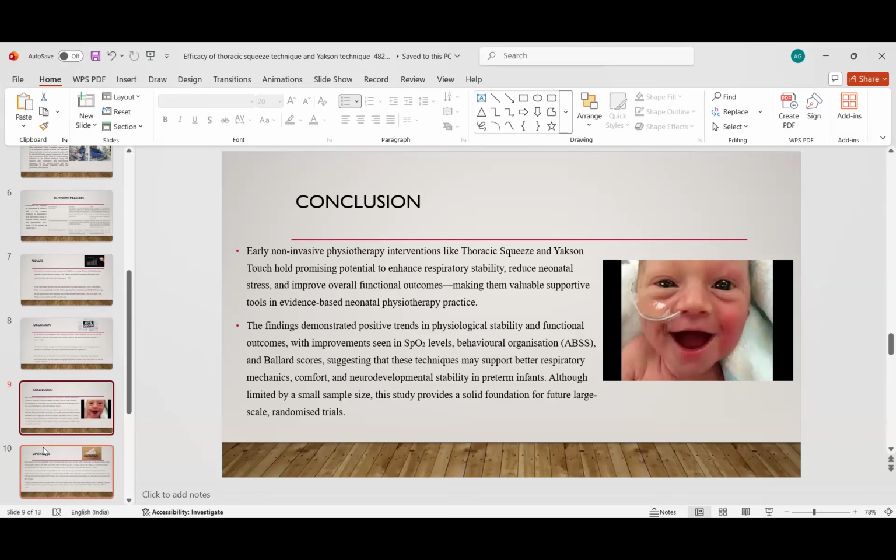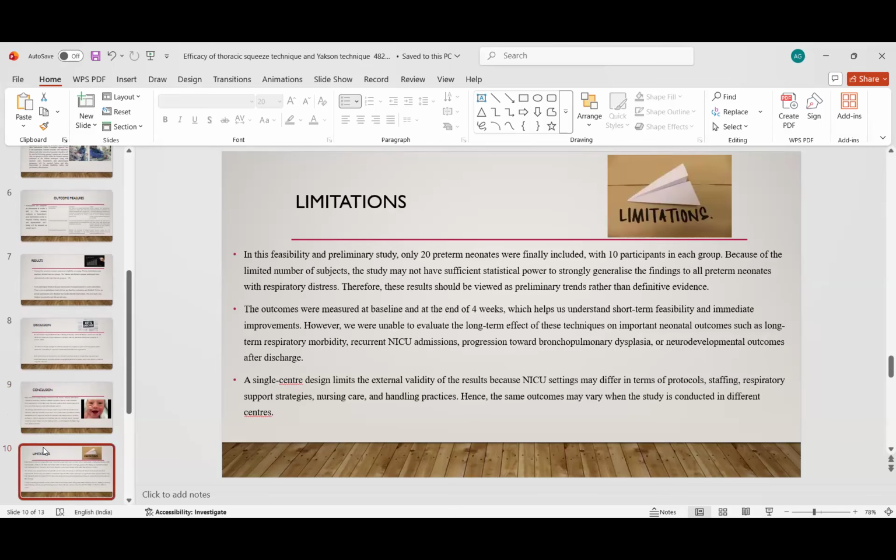And then obviously there are also certain limitations. It is a feasibility study where only 20 preterm units were finally included, with 10 participating in each group. Because of the limited number of subjects, the study may not have sufficient statistical power to strongly generalize the findings to all preterm units with respiratory distress. Therefore, these results should be viewed as preliminary trends, not definitive evidence.